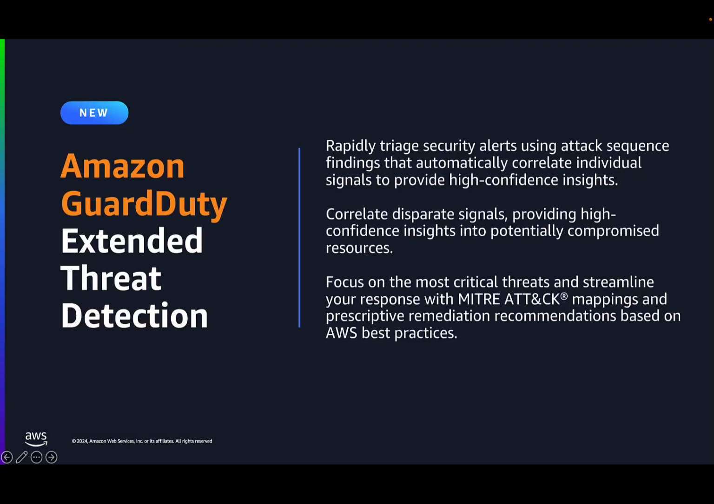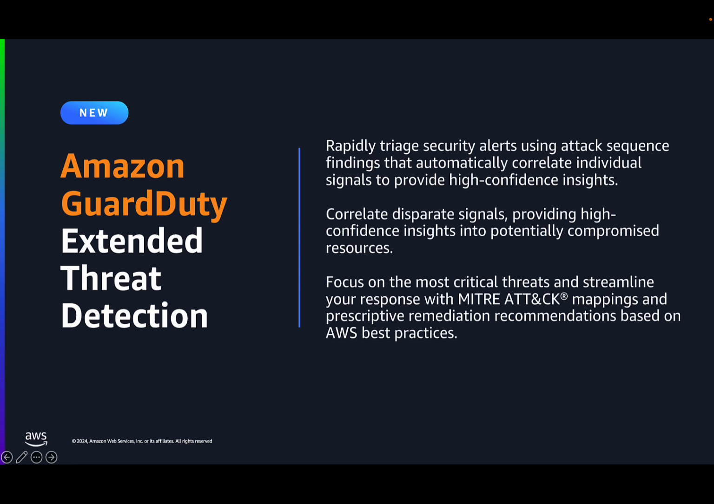GuardDuty Extended Threat Detection correlates multiple signals over time to present a holistic view of potential security threats. This feature introduces two new finding types, one for data compromise and another for credential compromise. What sets extended threat detection apart is its ability to: 1. Rapidly identify complex attack sequences spanning multiple resources, data sources, and time periods. 2. Automatically correlate disparate signals to provide high confidence insights into potentially compromised resources. 3. Reduce the time and effort required for security teams to triage events.